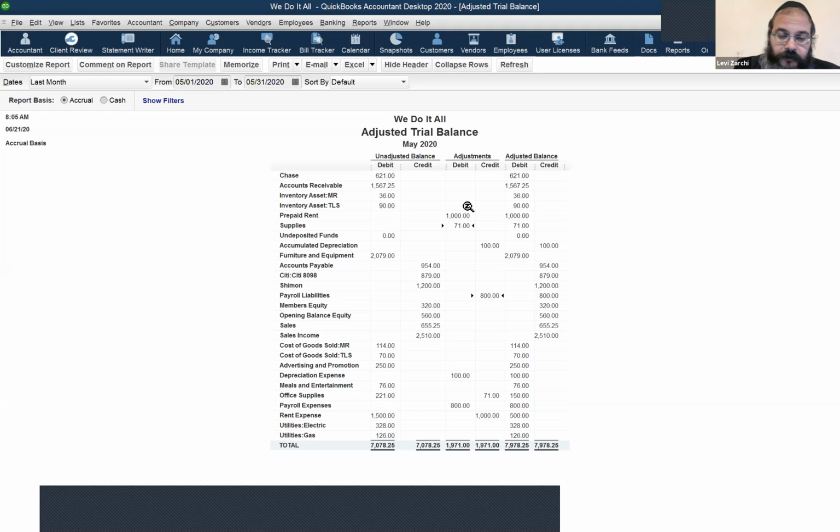So when this comes to the books, obviously the accountant will review this, but the bookkeeper should make an attempt to flag the accounts that need to be adjusted, right?